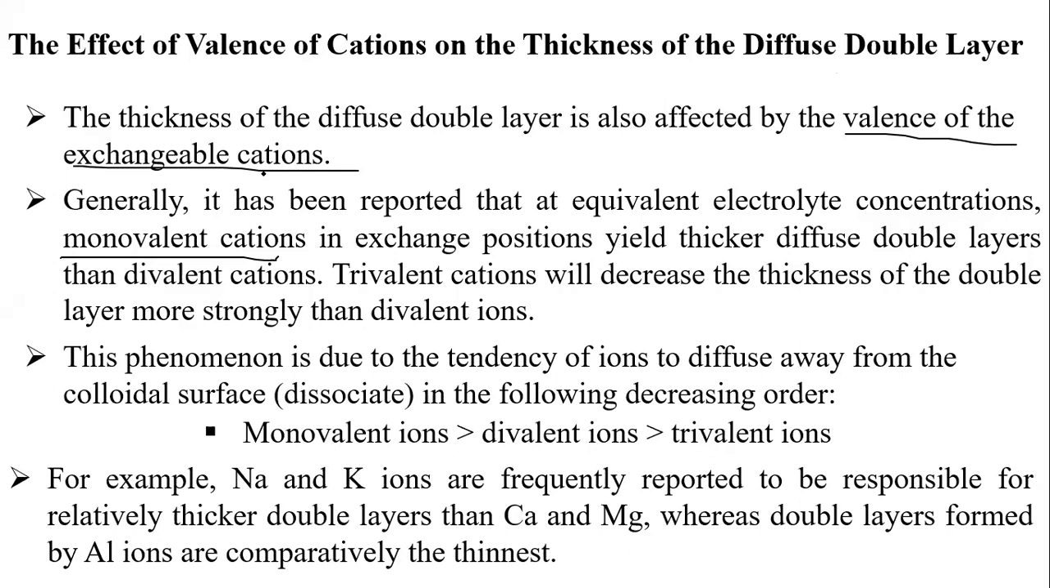The diffuse double layer will decrease. So the phenomenon tends to be like this: monovalent will have a high thickness, divalent will have less thickness, trivalent will have even less thickness. That is why we usually see that sodium and potassium are frequently reported to be responsible for the relative thickness of the double layer, compared with calcium and magnesium, and layers formed by aluminum are the thinnest. Aluminum will be thinner.